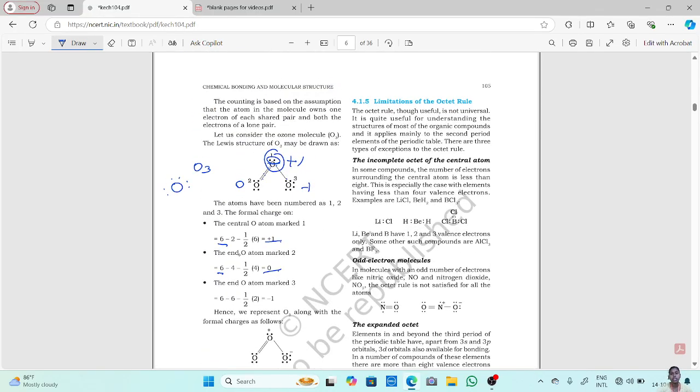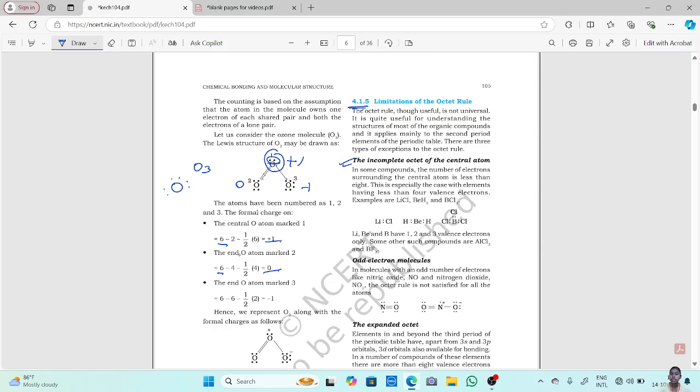Now next are the limitations of the octet rule. Though useful, the octet rule is not universal. It is quite useful for understanding the structure of most organic compounds, and it applies mainly to the second period elements of the periodic table. There are three types of exceptions to the octet rule.